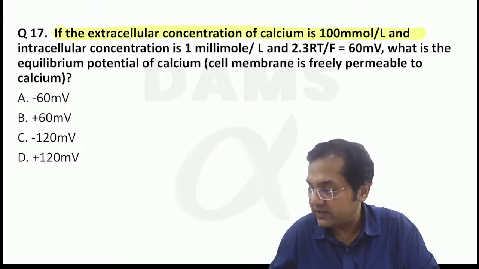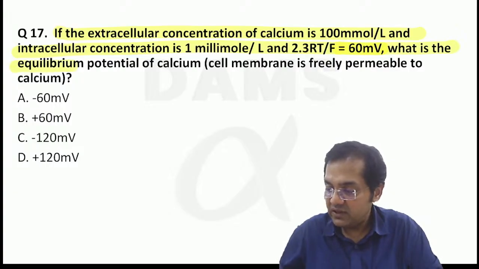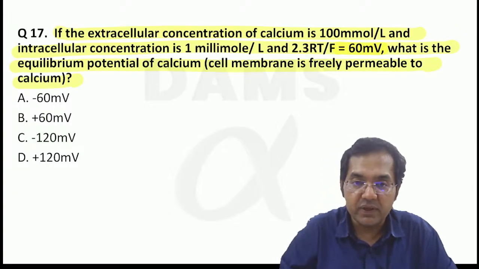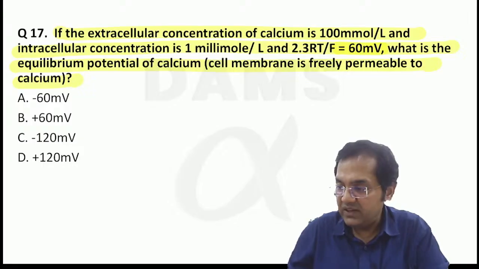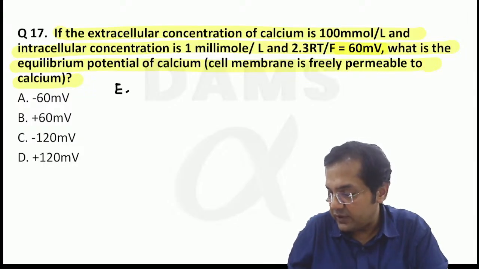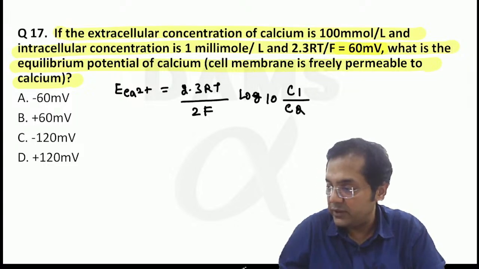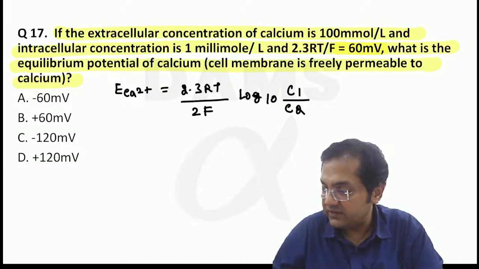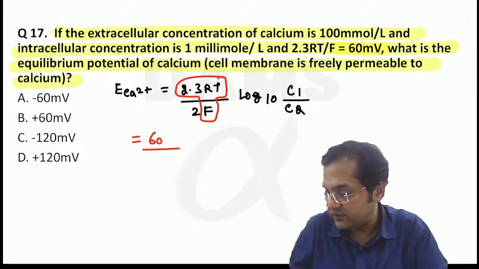If the extracellular concentration of calcium is 100, intracellular is 1, 2.3 RT upon F is 60. What is the equilibrium potential of calcium, assuming the cell membrane is freely permeable to calcium? Please look at this carefully. Nernst potential of calcium is equal to 2.3 RT upon ZF log to the base 10 C1 upon C2. Please see this carefully. This I have given you already in the option as 60. So equation reduces to 60.